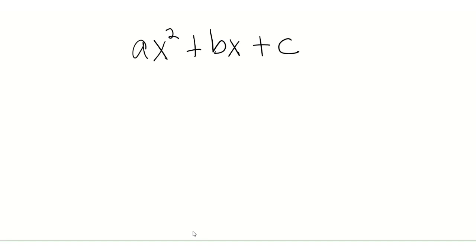A trinomial is an algebraic expression with three terms. And we see we have x to the second, x to the 1, and x to the 0. If you recall that any number to the 0 power is 1, and that's why we don't see that x to the 0 next to the c.